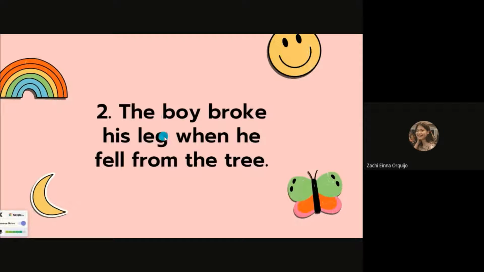Another one is: the boy broke his leg when he fell from the tree. So, may isang bata na siguro umakyat siya sa isang puno, tapos nahulog siya. Yung pagkahulog niya mula sa mataas na puno hanggang baba, yun po ay sanhi. At yung nabali yung legs niya or yung buto niya sa legs, yun po ay bunga nung pagkakalaglag niya doon sa puno. So the boy broke his leg is the effect, and when he fell from the tree is the cause, or the sanhi.